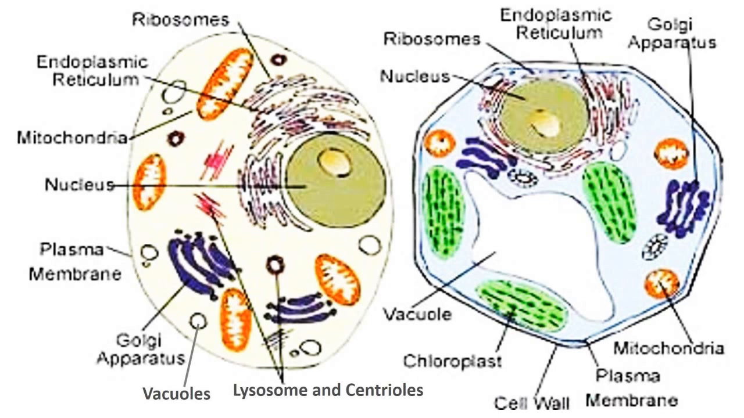Ribosomes, endoplasmic reticulum, mitochondria, nucleus, plasma or cell membrane, Golgi apparatus, permanent vacuole, cell wall, and chloroplast.